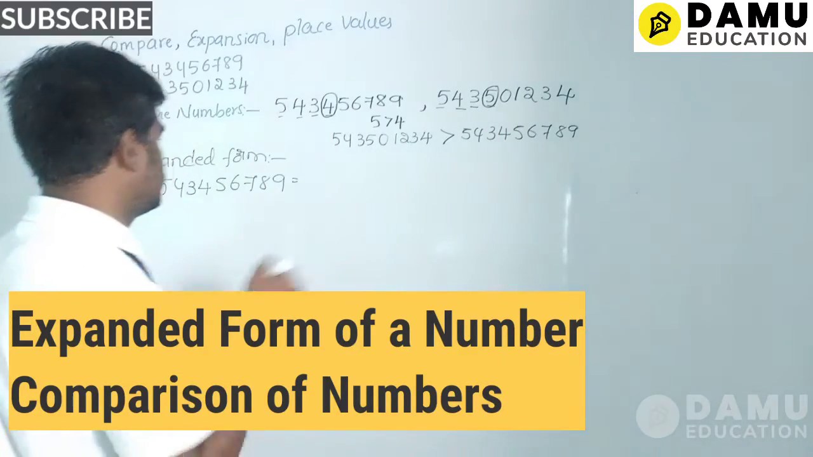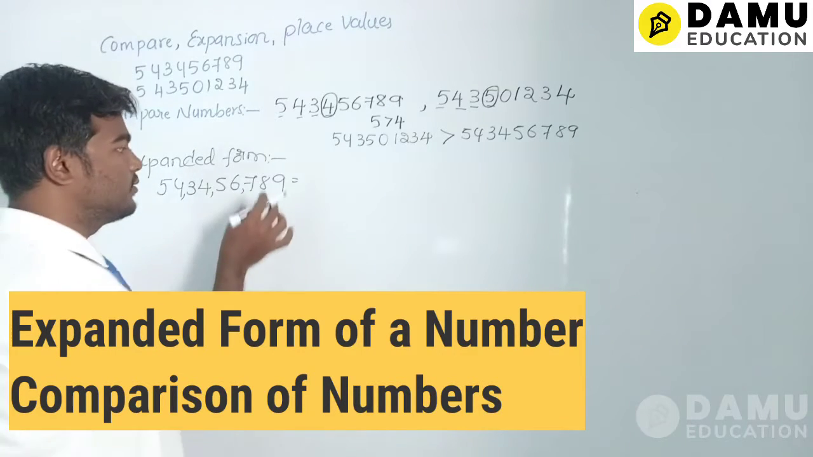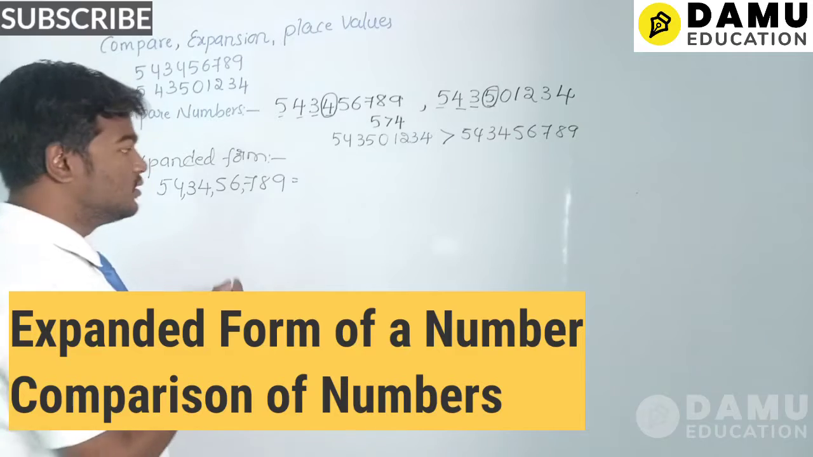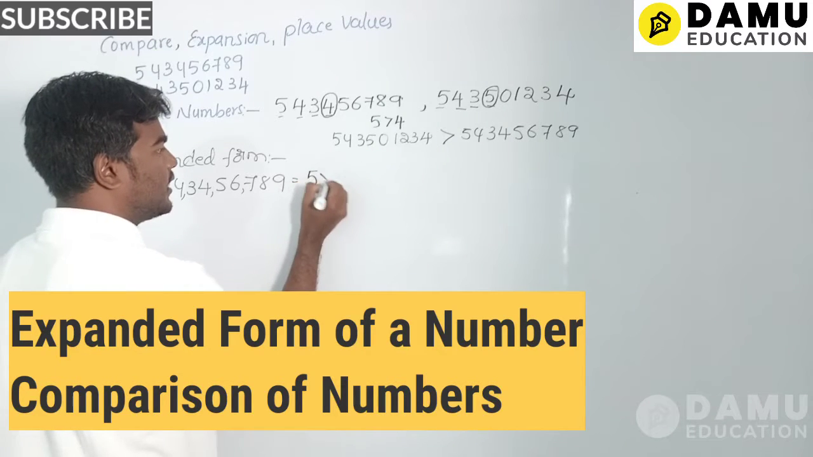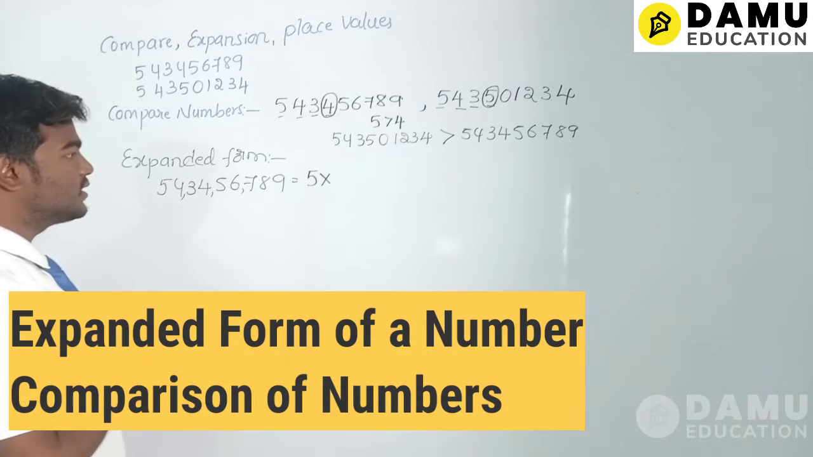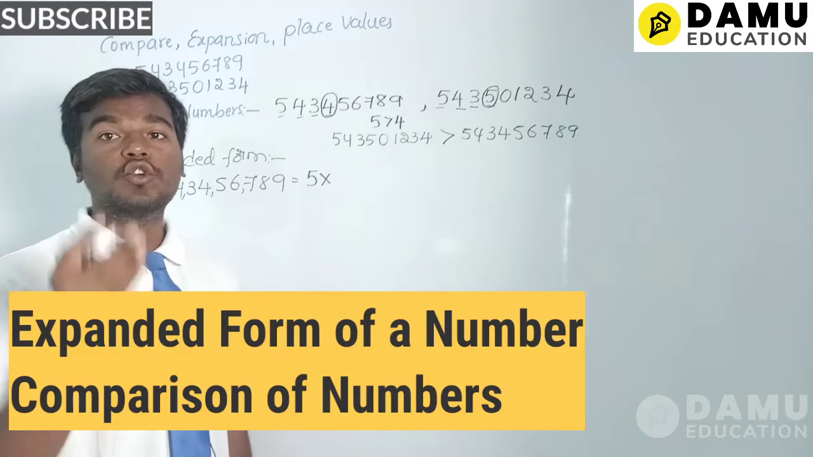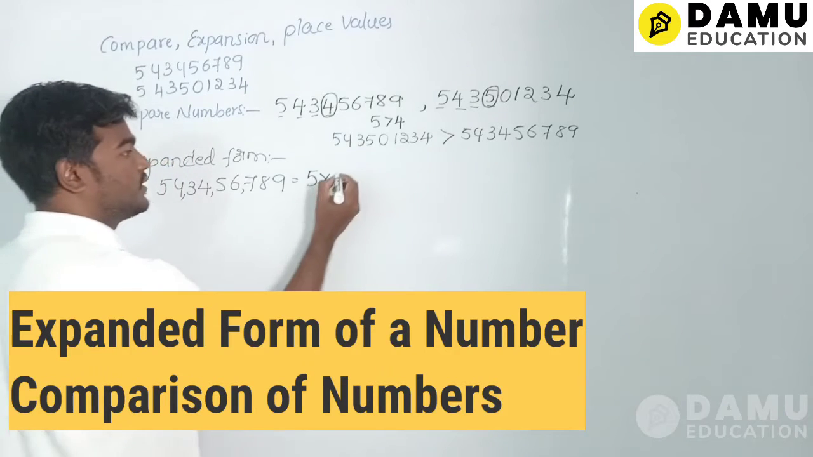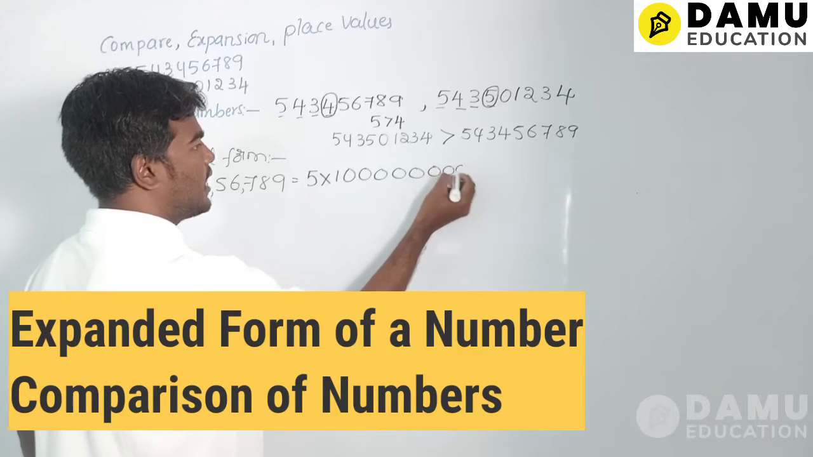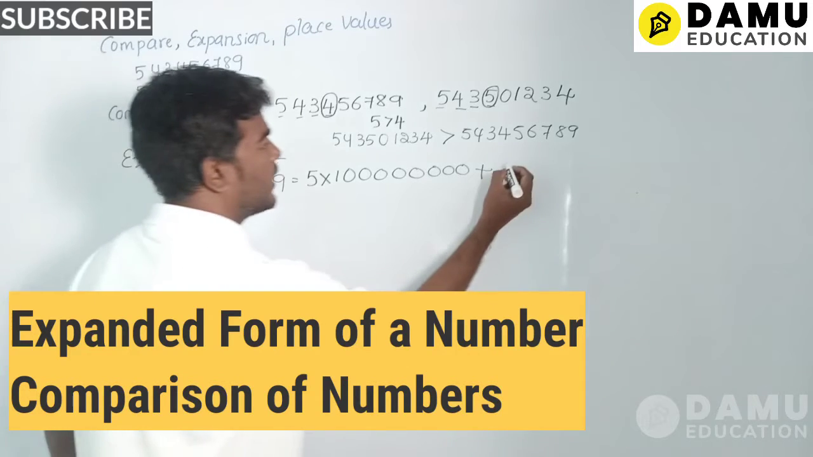So let's put commas using the Indian system of numeration. In the Indian system, you take the first 3 digits from the right, after that 2, 2, 2. So 5 is in the 10 crores place. For 10 crores, how many zeros will you get? Here there are 8 zeros. If it is 7 zeros, that is 1 crore. If you get one more zero, that is 10 crores. So 5 into 8 zeros, plus 4 into.